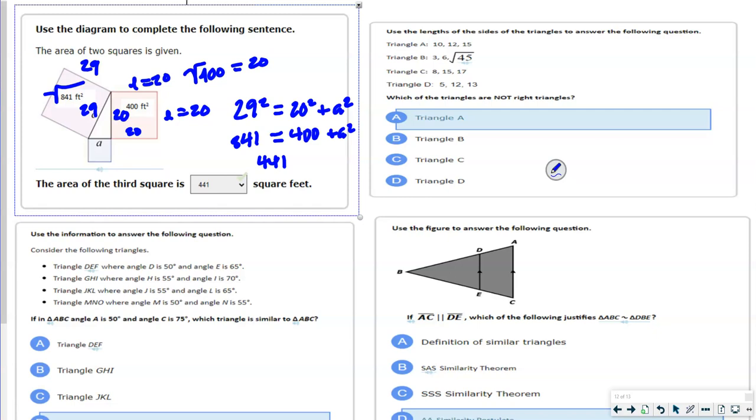And because it's asking us for the area of the third square, that would be a squared. Yeah, that's the area, because a squared is the area, okay?